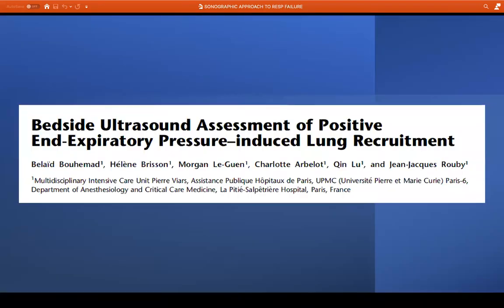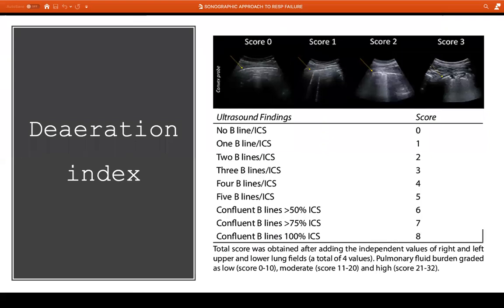Regarding de-aeration, there are objective scoring systems which try to measure the recruitability and the aeration status of the lung. This is called the de-aeration index, and this is one of the examples. There are multiple other scoring systems with a score from 0 to 3. 0 means much more air and 3 means more de-aeration. Now, in a patient, if you do a recruitment maneuver or increase the PEEP, and the de-aeration index or score decreases from maybe 3 to 0 or 3 to 1, that means a small amount of recruitment has happened.